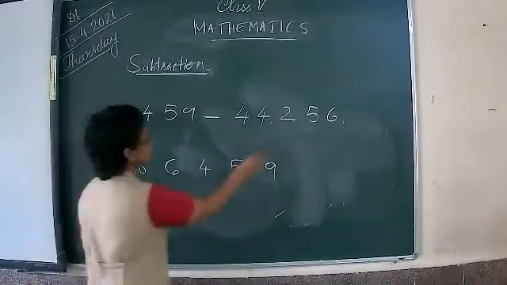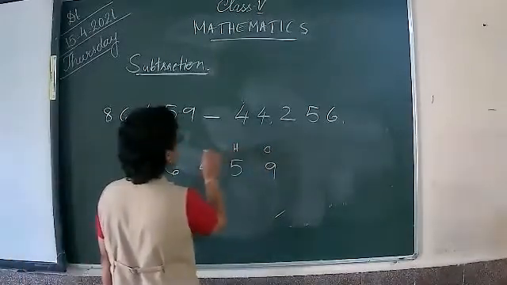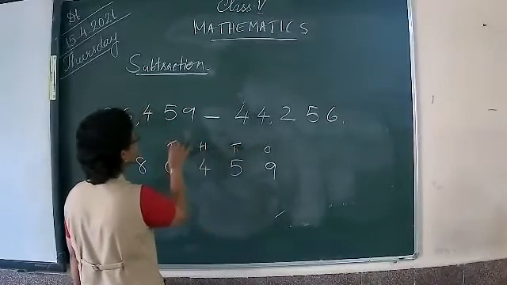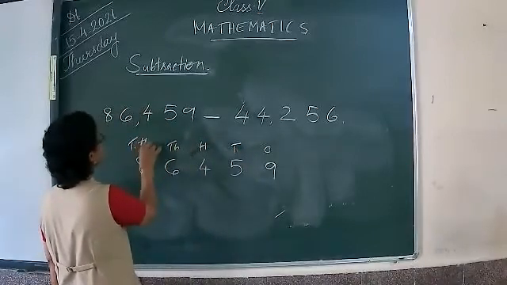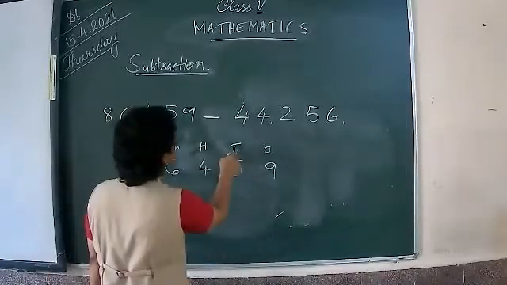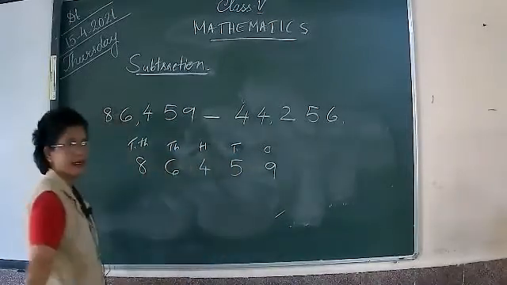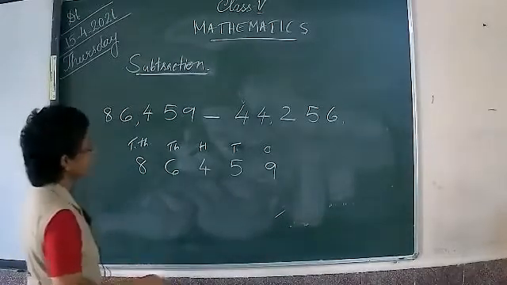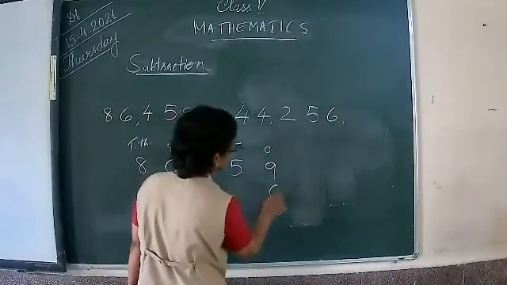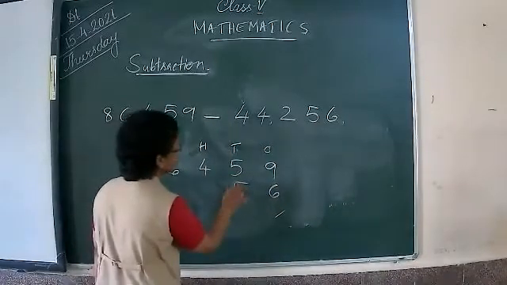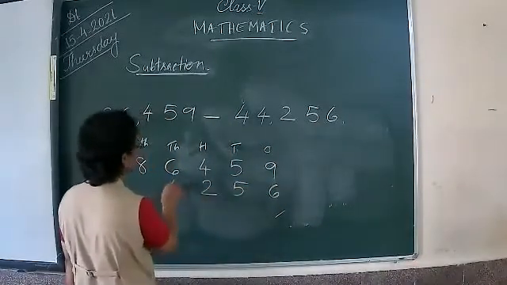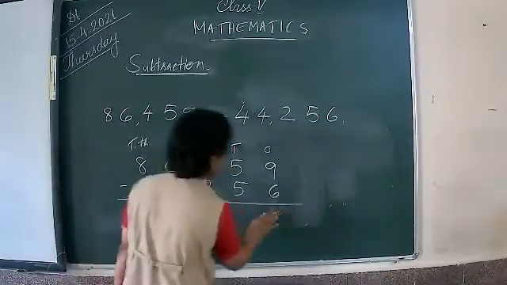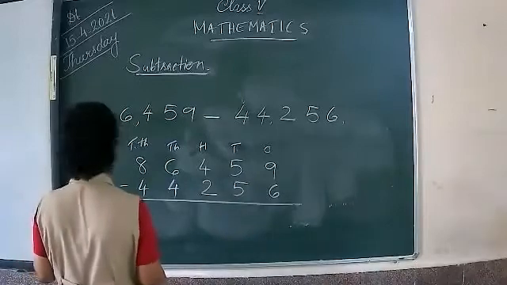Okay. This is ones place. This is tens place. This is hundreds place. This is thousands place. And this is 10,000s place. Ones, tens, 100, 1,000 and 10,000s place. So when you take the next number, children, here 6 in ones place, 5 in tens place, 2 in hundreds place, 4 in thousands place, next 4 in 10,000s place. This way you have to arrange there.